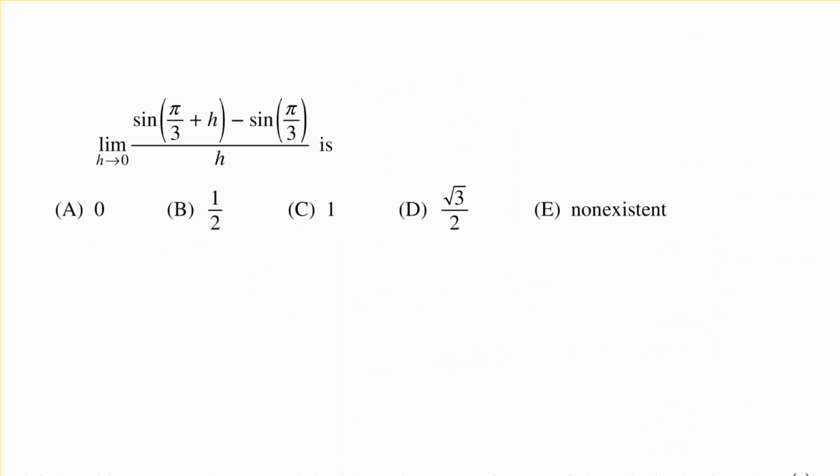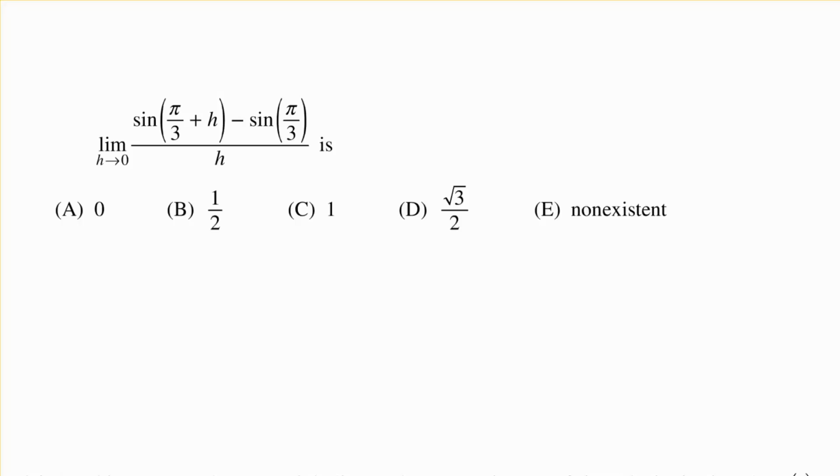And we'll try this one. The old average rate of change, instant rate of change. The limit as h goes to 0 of the sine of pi over 3 plus h minus the sine of pi over 3, all over h, is. So we've got to recognize this as the definition of the derivative. So what are we finding the derivative of?